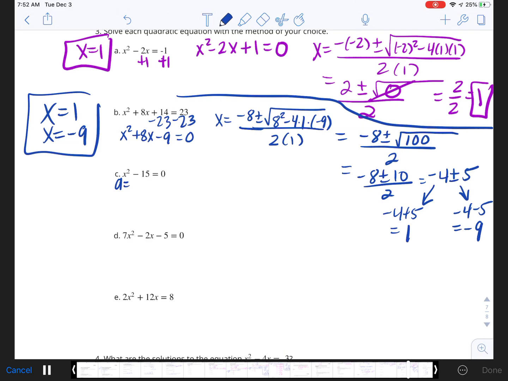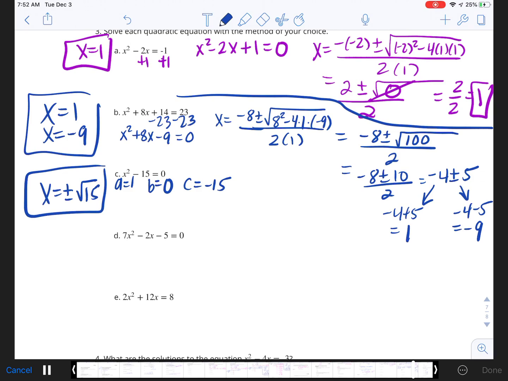All right, so I'm going to go ahead and just give you the answer for the rest of them, but keep in mind on one like C, A is 1 and C is negative 15, but the x term's missing, so we say it's 0. So if the x term's missing, we say our B is 0. So go ahead, check your answers with what I'm going to write here. For C, it was plus or minus square root of 15.